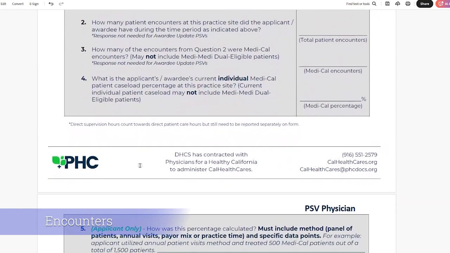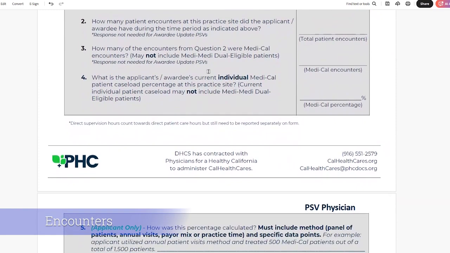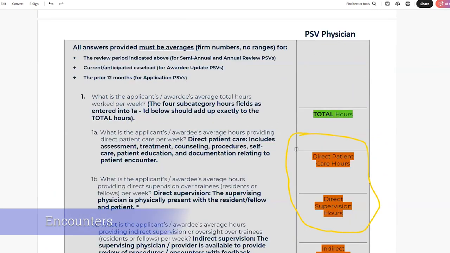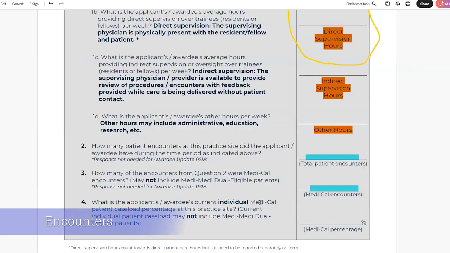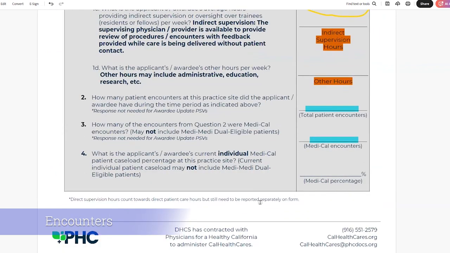For patient encounters, your supervisor would indicate the total patient encounters and then how many of those encounters were Medi-Cal in the line below. For semi-annual and annual reviews, these counts should be pulled for the exact review period as listed above. For application PSVs, it's for the past 12 months at this practice site. The encounter fields are not needed for an awardee update PSV because you wouldn't have that data yet.